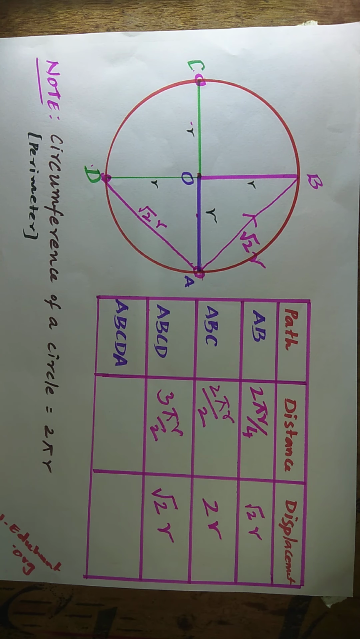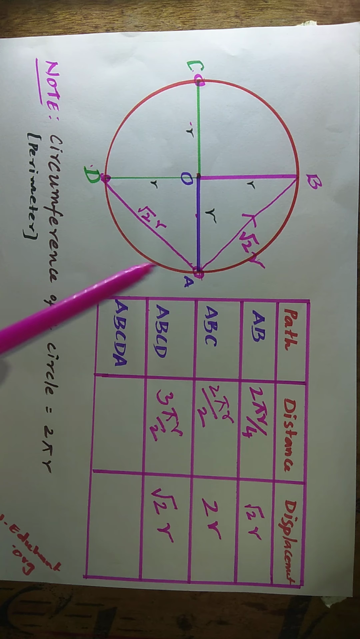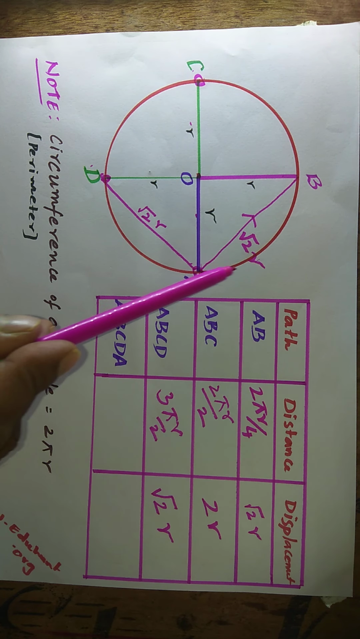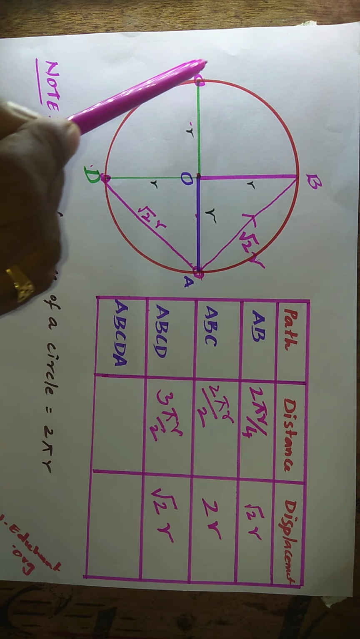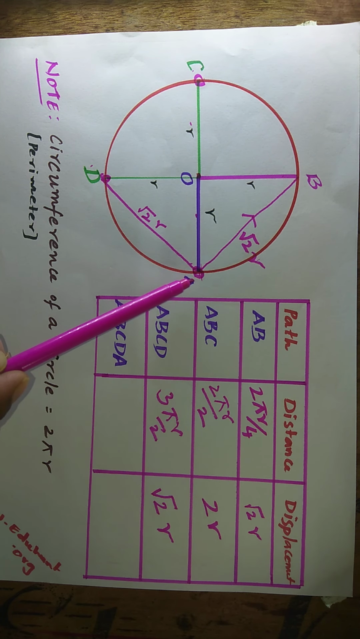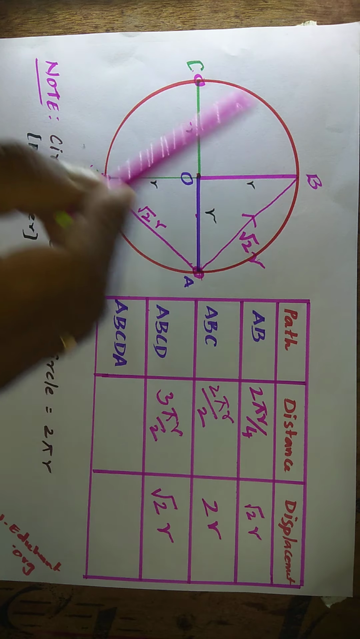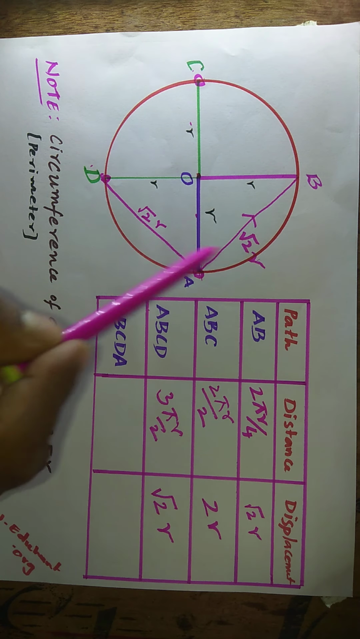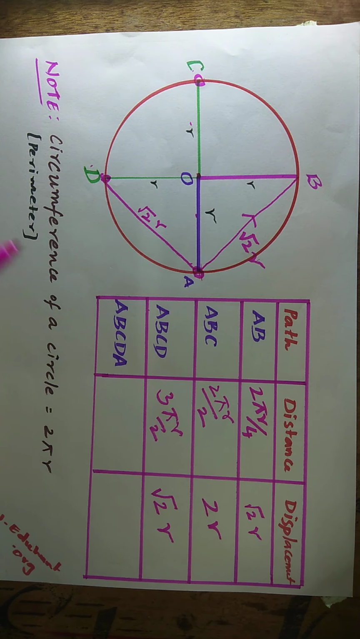Next, fourth problem. The person or the gardener is moving from A to B, then from B to C and C to D, and he is coming back to the initial point A, which means he completed one circle. If he completes one circle, what is his distance? Nothing but the circumference of the circle, that is 2 pi r.